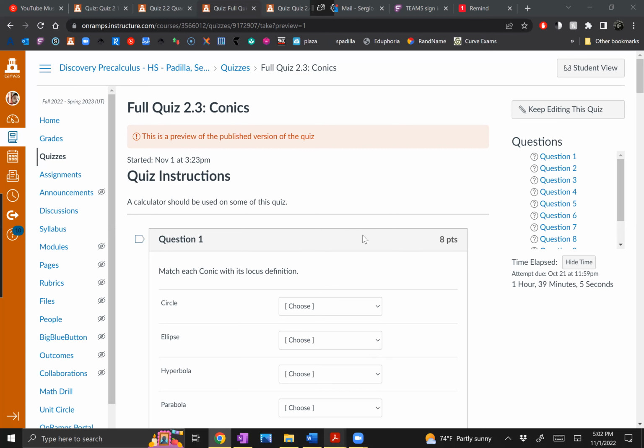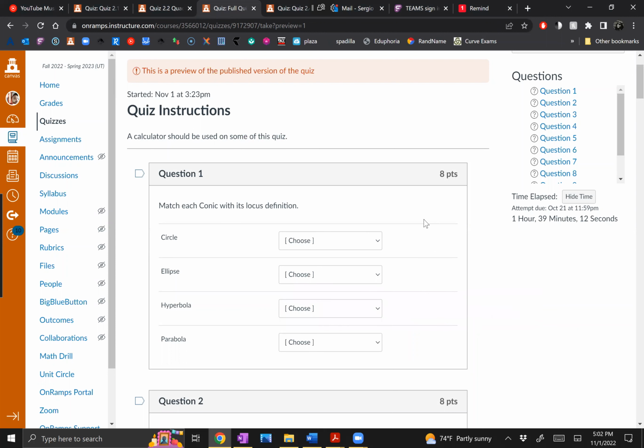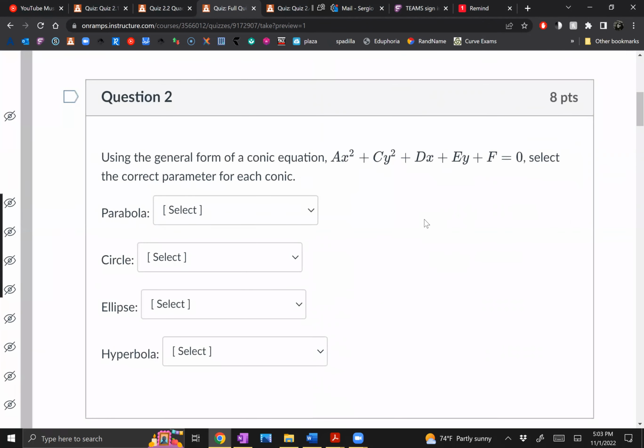Here, they're going to ask you some of the locus definitions. They might ask you these on the quiz, so make sure that you go back and take a look at your responses on these so you can remember what the locus definitions were for those. Question 2 here is actually pretty fun. Here they give you the big general form for any conic equation, and they're asking, for each one, can you tell me something about these?